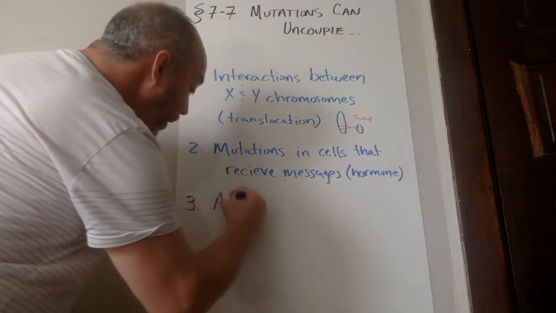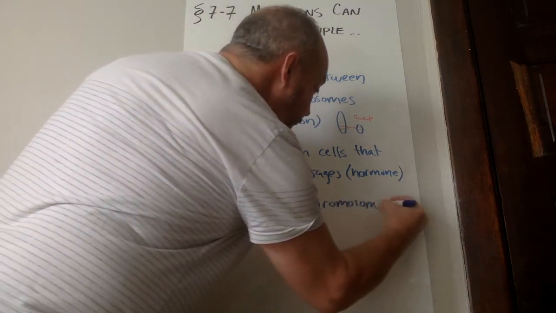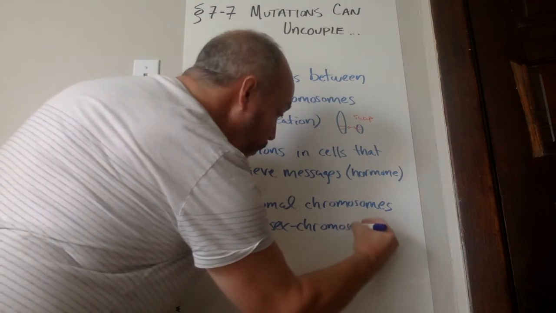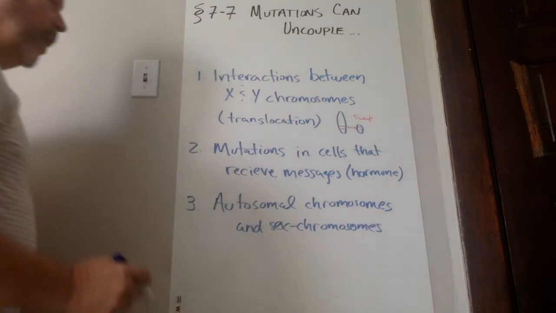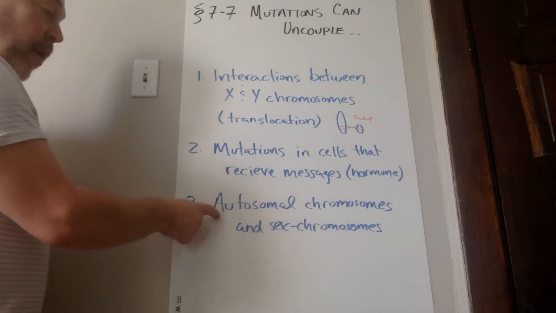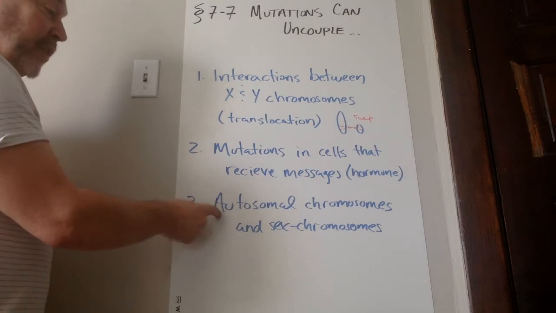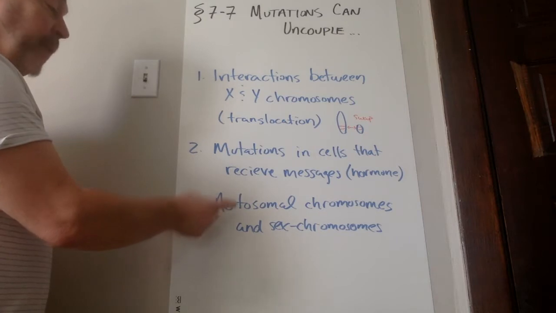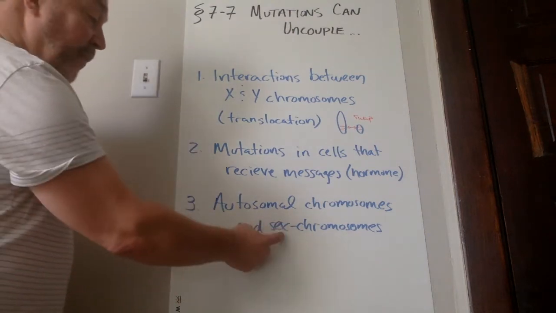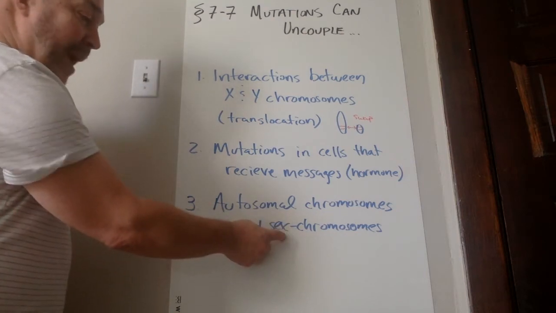And then we can also have interactions between autosomal chromosomes and sex chromosomes. Not all the genes that are needed for sexual development are on the sex chromosomes. There are also genes on the autosomes that affect sexual development. If these have changes, or are turned off or turned on, sexual development may not be completed as expected. So even though you are XX or XY, something on the autosome may affect how those genes interact.